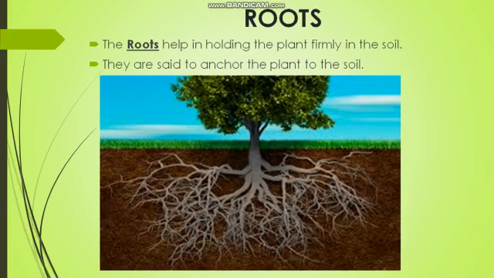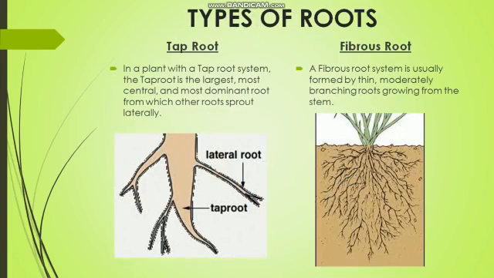Then we talk about another part of the plant, which is roots. So the roots have the main purpose here of holding the plant firmly in the soil. They are said to anchor the plant to the soil. If there are no roots present, then the plant could be washed away with the wind or water.